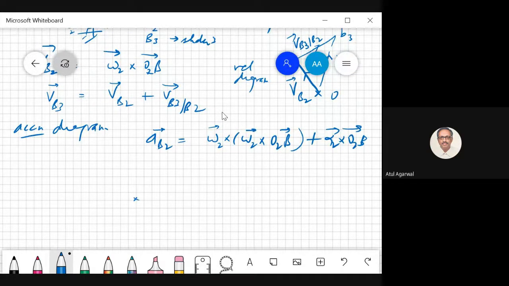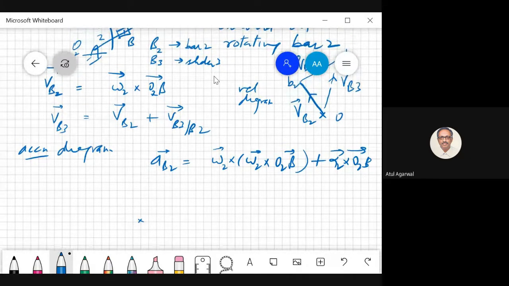So I am here. So I draw acceleration like this. This is my zero point, pole of the drawing. And this becomes acceleration of B2 normal. Then acceleration of B2 tangential. This point is known as B2 prime.